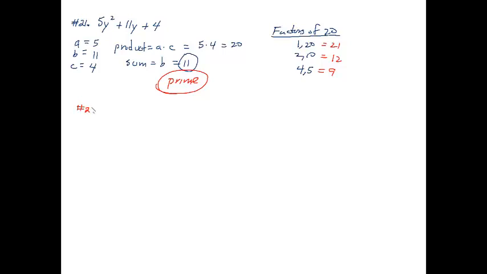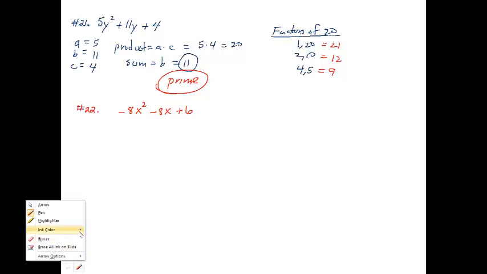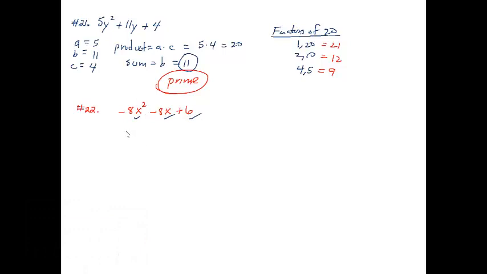Great. Last one, let's look at number 22. We have negative 8x squared minus 8x plus 6. The first thing you should automatically notice is that each term has something in common. And remember, the leading coefficient is negative. It has to be positive, which means off the bat, you know your GCF is going to have the negative in there. Now, what's the largest factor between 8, 8, and 6? I believe it's 2, so factor out negative 2.